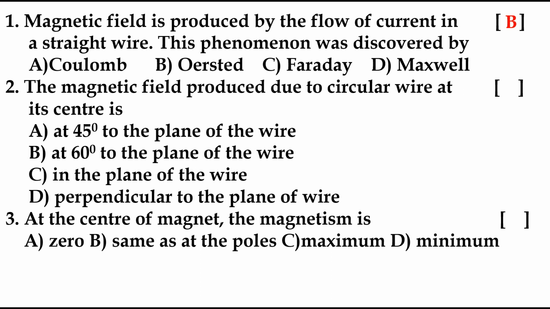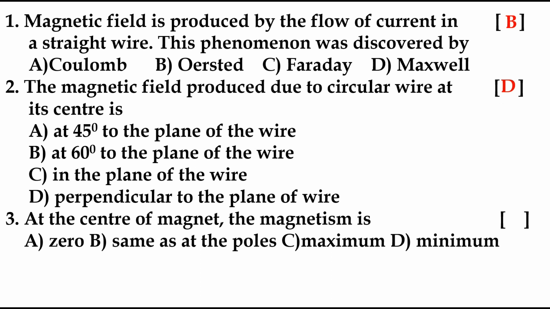Second bit, the magnetic field produced due to circular wire at its center is option A at 45 degrees to the plane of the wire, option B at 60 degrees to the plane of the wire, option C in the plane of the wire, option D perpendicular to the plane of the wire. Answer is option D perpendicular to the plane of wire.